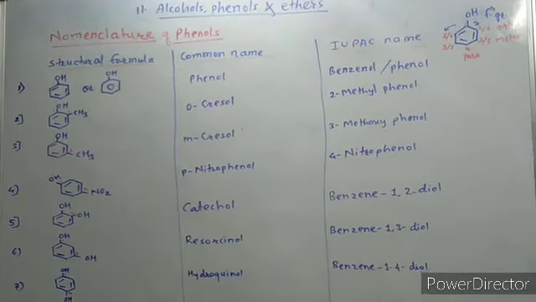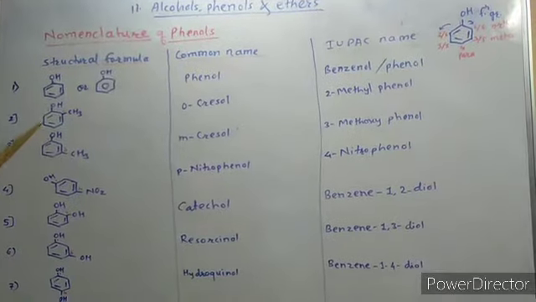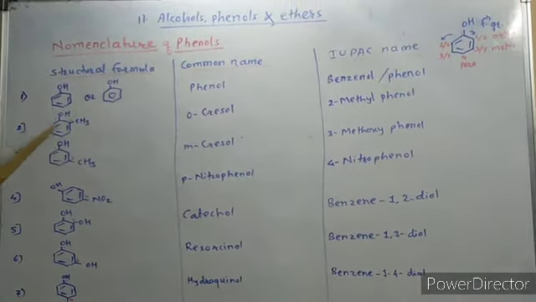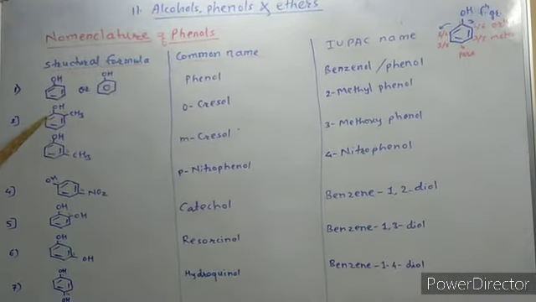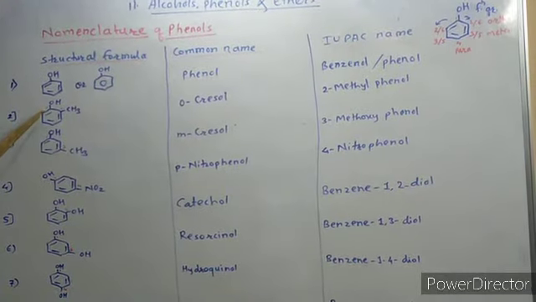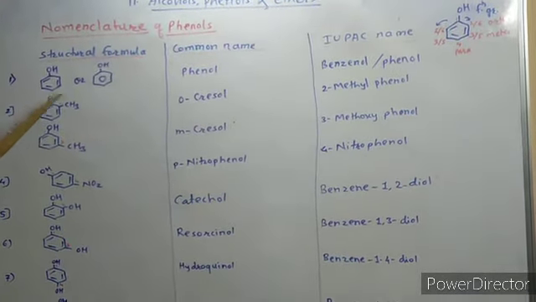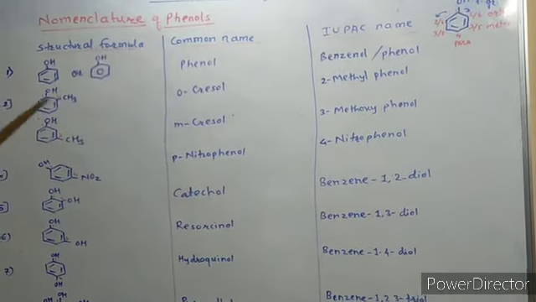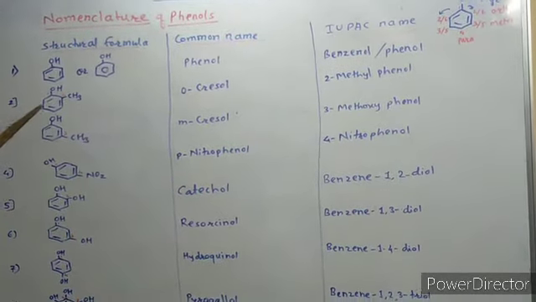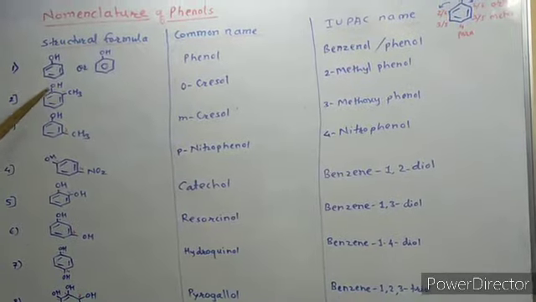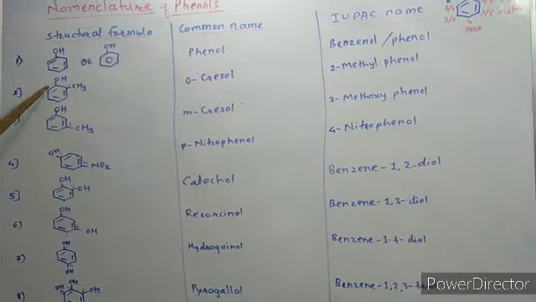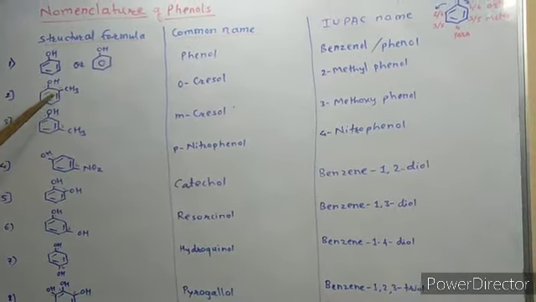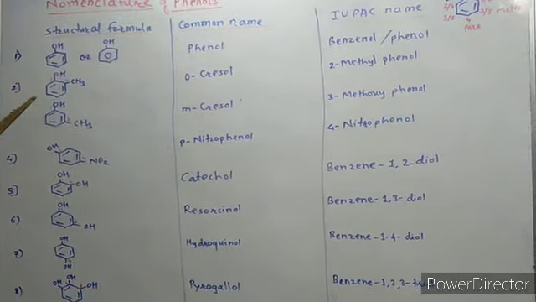Now see the second example. So this ring is attached to the OH group and the CH3 group. So the OH group, that is the functional group, gives the number 1. So the common name of this compound becomes o-cresol. Now see the IUPAC name. Methyl group attached to the second carbon atom and functional group OH to the first carbon atom. So it becomes 2-methyl phenol.